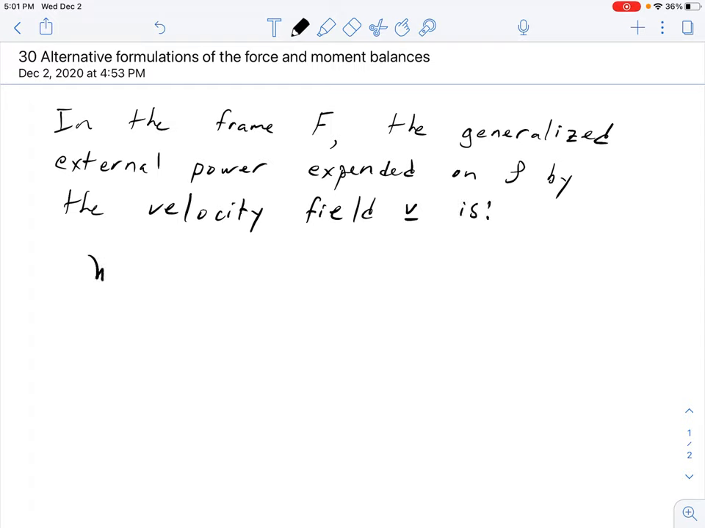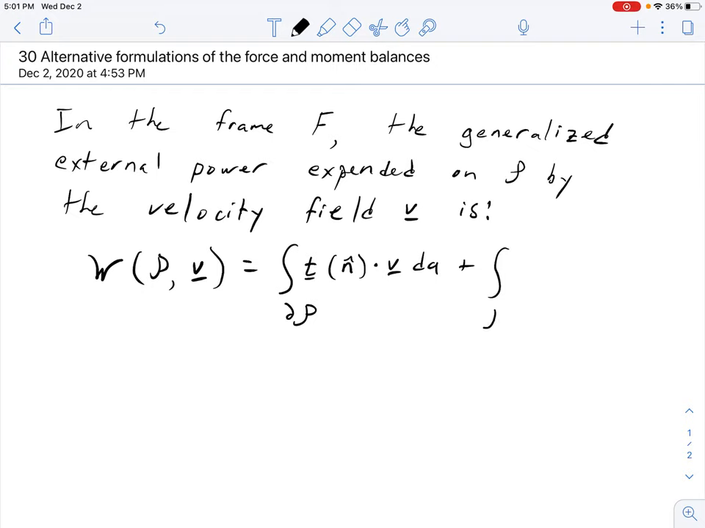So that's going to be W of P and V is equal to the integral over the boundary of P of the surface traction dot the velocity integrated over the area, plus the integral over the volume of the generalized body force. So again, that includes the inertial force, dot the velocity dV.